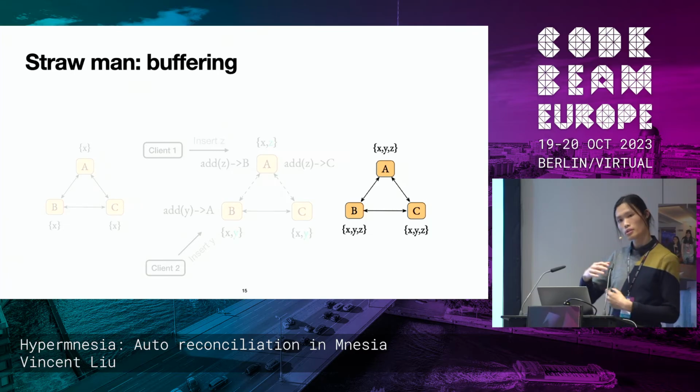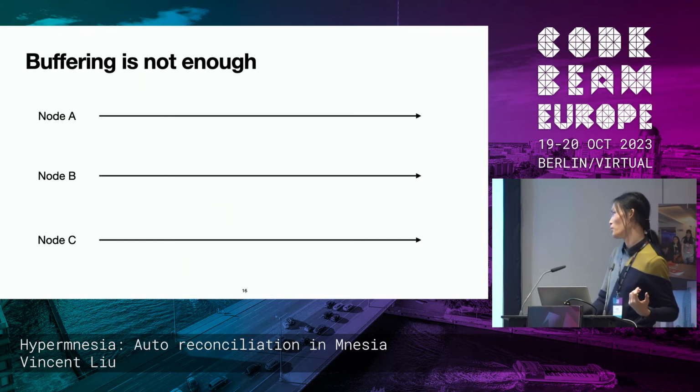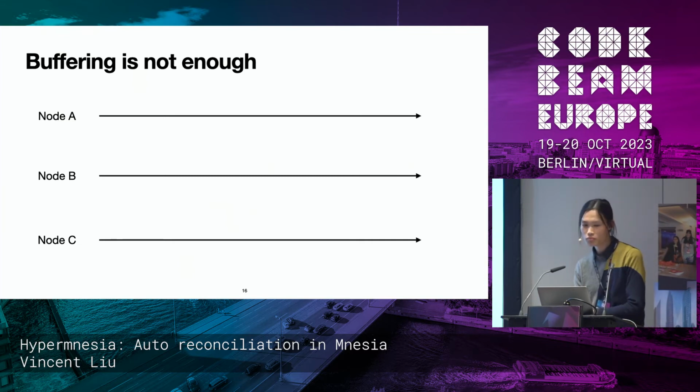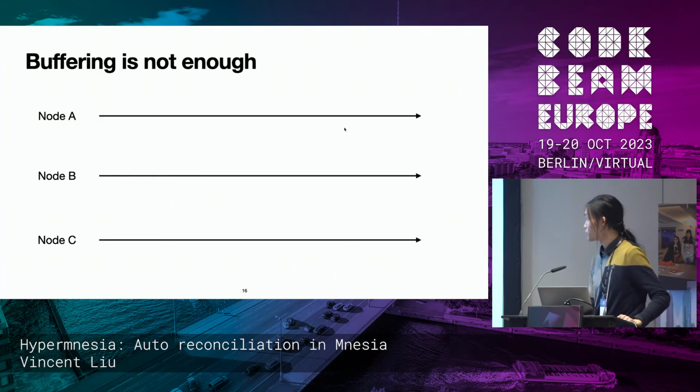But we're just buffering the operation, buffering the data, and then sending it across, and we get back the same state again. Unfortunately, this is not enough, and here's an example why it doesn't work. We have 3 nodes again. The horizontal axis represents the time. So there might be different events happening at different times.